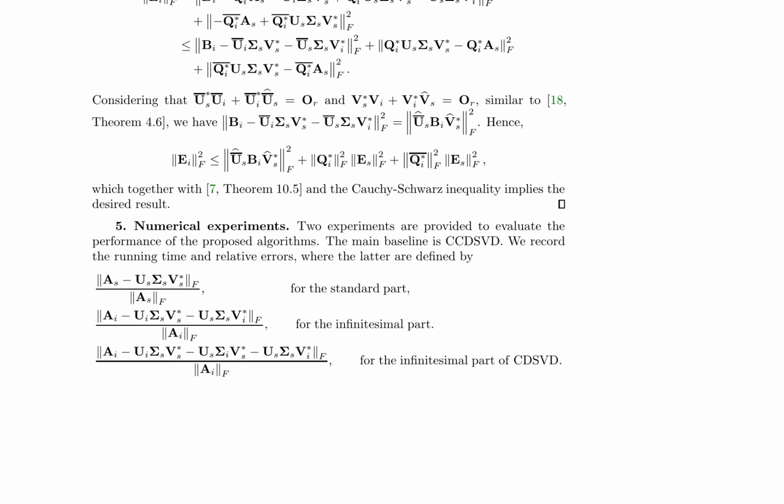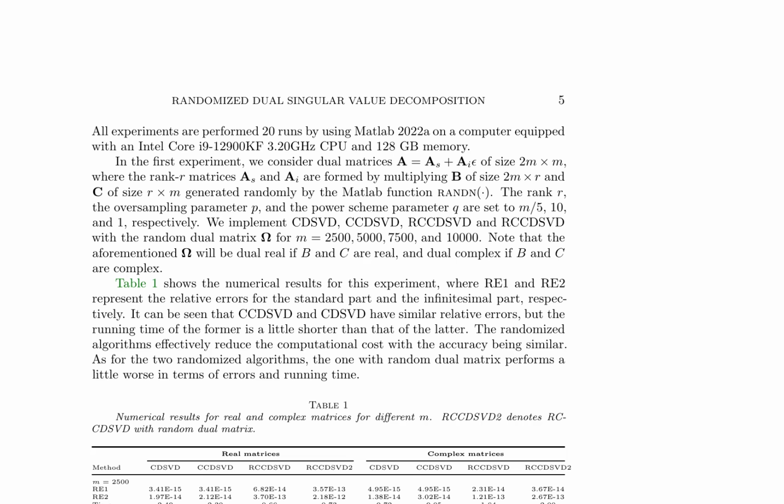The experimental setup for evaluating the performance of the proposed algorithms is outlined, including the baseline CCDS-VD and the evaluation metrics of running time and relative errors. This paper introduces a novel approach to simplifying the computation of dual singular value decomposition, CDS-VD, and its randomized version. The authors propose the randomized CDS-VD, RCDS-VD, algorithm, which significantly reduces computational costs while maintaining accuracy.